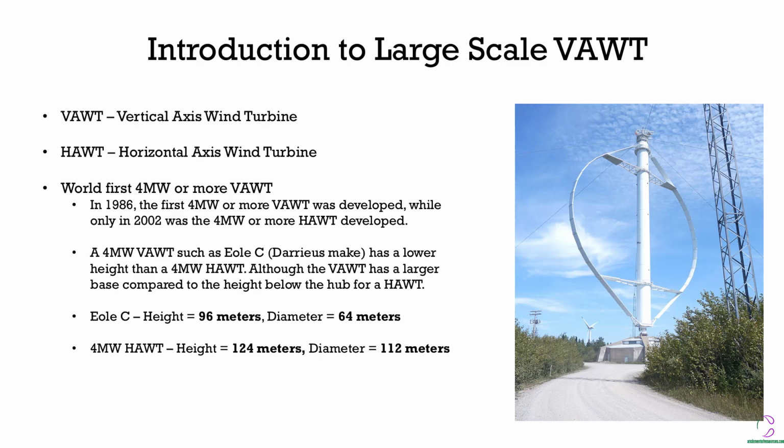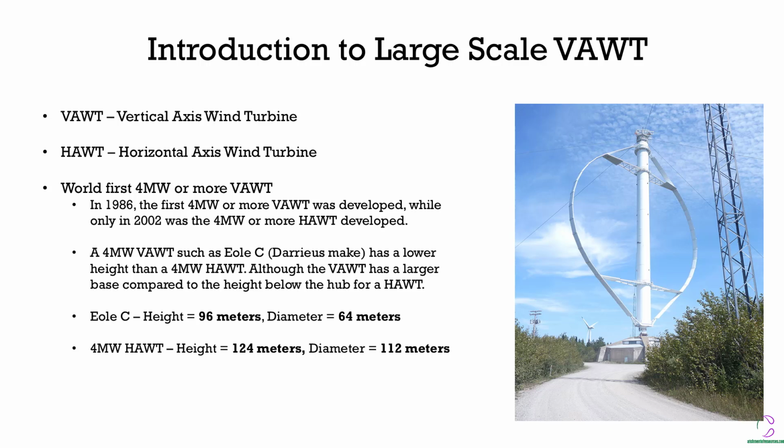However, in this video, we are going to look at how we can use QBlade for the design. So this is just a preliminary into the use of QBlade for vertical axis wind turbine systems. The vertical axis wind turbine, the EOLE C, was a Darrieus type of wind turbine. It had a height of 96 meters and a diameter of 64 meters.